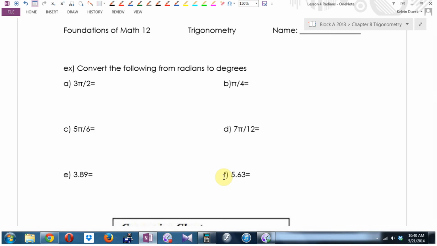Okay? So 3 pi by 2, I'm going to go 3 pi by 2 times, how do I go from radians to degrees? What do I multiply by? What does it say on your formula sheet? First, it's not 180. What does it say on your formula sheet? It better not say 180. Can someone tell me exactly what it says, please?